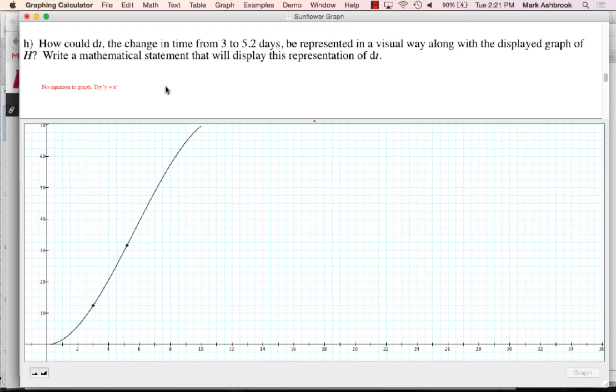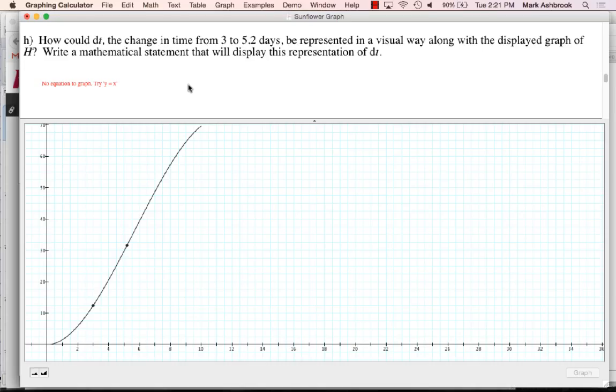Okay, so we're showing a change of time from 3 to 5.2. By showing these 2 points, it implies a change of time from 3 to 5.2 and some corresponding change in height. Well, we want to highlight those changes. We want to add new visuals to this graph to highlight the change in time, which we could call dt, and the change in height. So we'll start with dt. So this is h. I want to highlight the change in time from 3 to 5.2 days in a visual way.